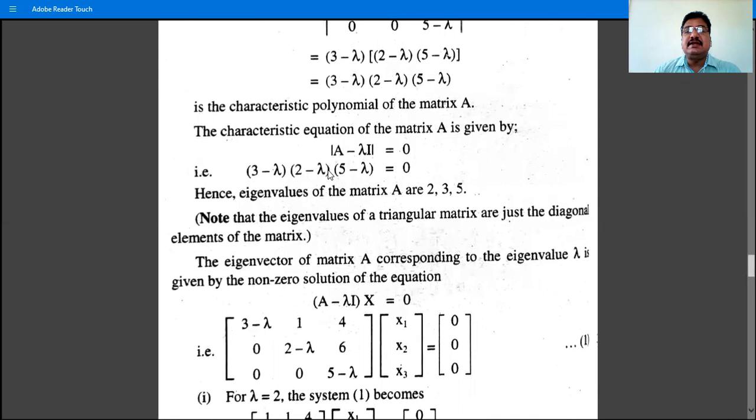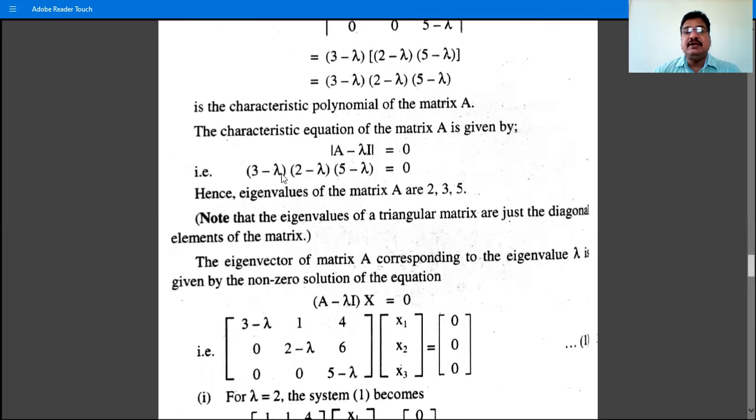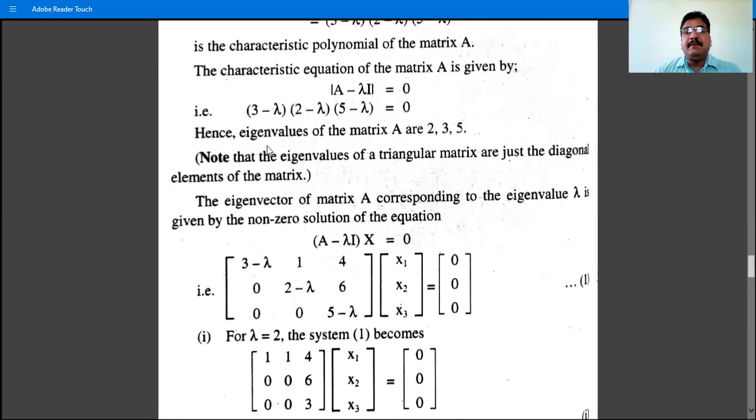So we have 3 minus lambda, 2 minus lambda, 5 minus lambda as the determinant of A minus lambda I. Obviously, this is a cubic polynomial, and we have three values of lambda. So the values of lambda are 3, 2, and 5, and these are the eigenvalues of the matrix A. In any sequence, 2, 3, 5, or 3, 2, 5, or 5, 2, 3, these are the eigenvalues; the sequence is not important.